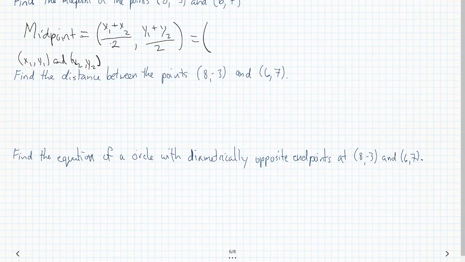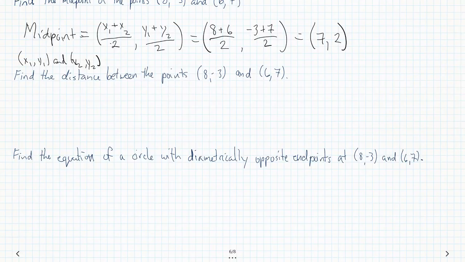So in our case, notice here's what happens. We get 8 plus 6 divided by 2. And then our next one, we have negative 3 plus 7 divided by 2. So 8 plus 6 is 14 divided by 2 is 7. Negative 3 plus 7 is 4 divided by 2 is 2. So you have 7, 2 as the midpoint, and you're done.